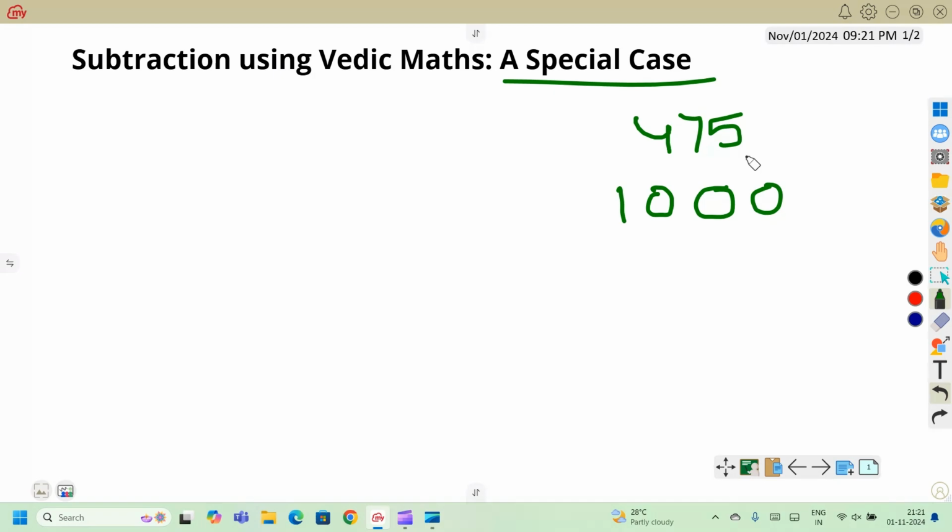But if I give you a difficult value, and if you are a person who is not very regular with mathematics, for example, say 471, this is slightly more difficult. It's 529, right?